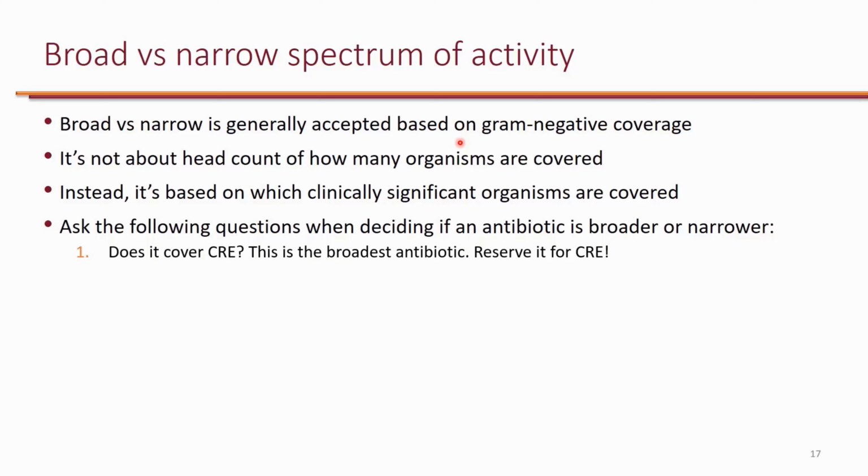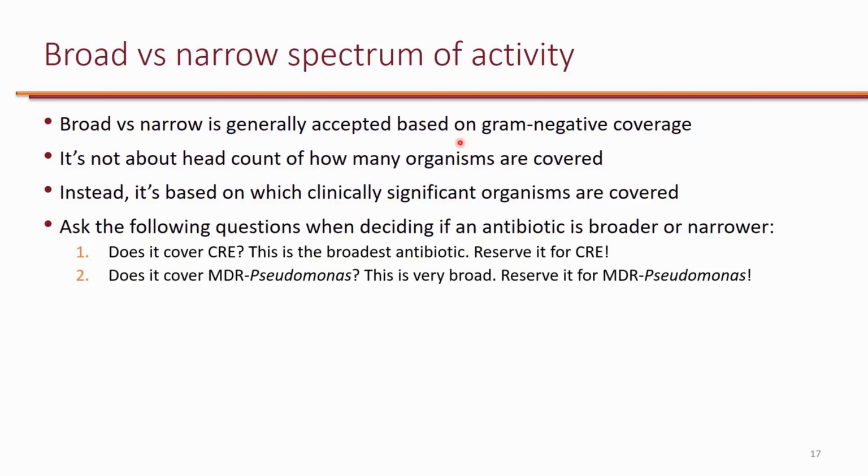Now, CRE, such as E. coli and Klebsiella that are resistant to carbapenems, we don't have a lot of antibiotic options for them. So this is one of the most resistant pathogens available. If we have antibiotics that are active against CRE, we should reserve them for CRE. So this is considered the broadest class of antibiotics. The next question you should ask yourself is, does the antibiotic cover multi-drug resistant Pseudomonas? If so, it is very broad and it should be reserved for multi-drug resistant Pseudomonas.